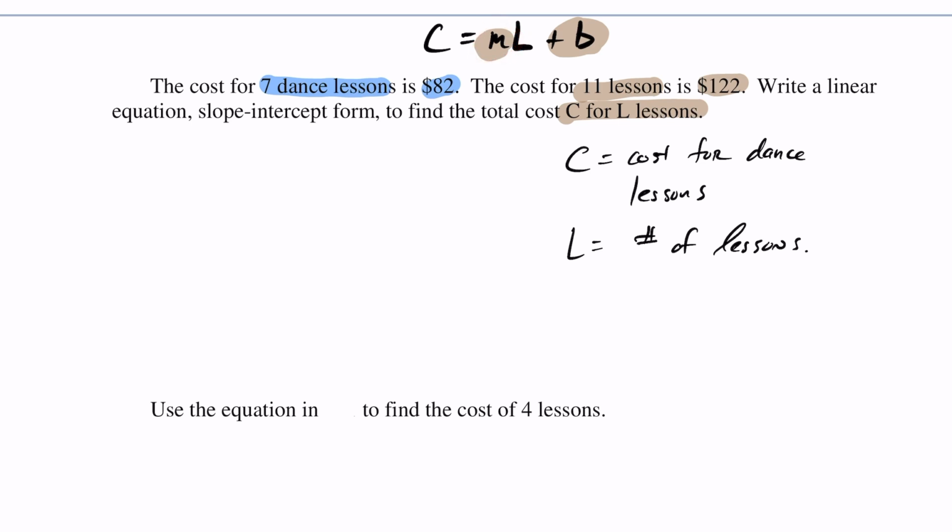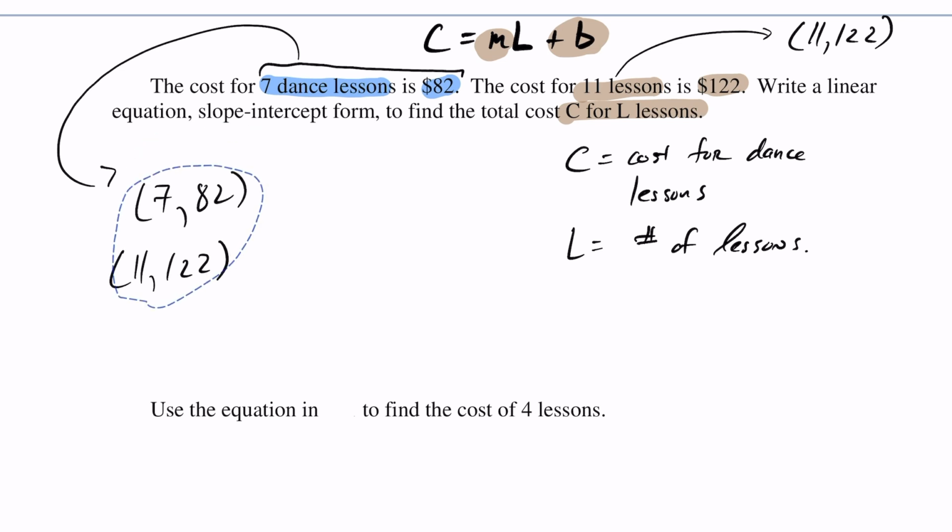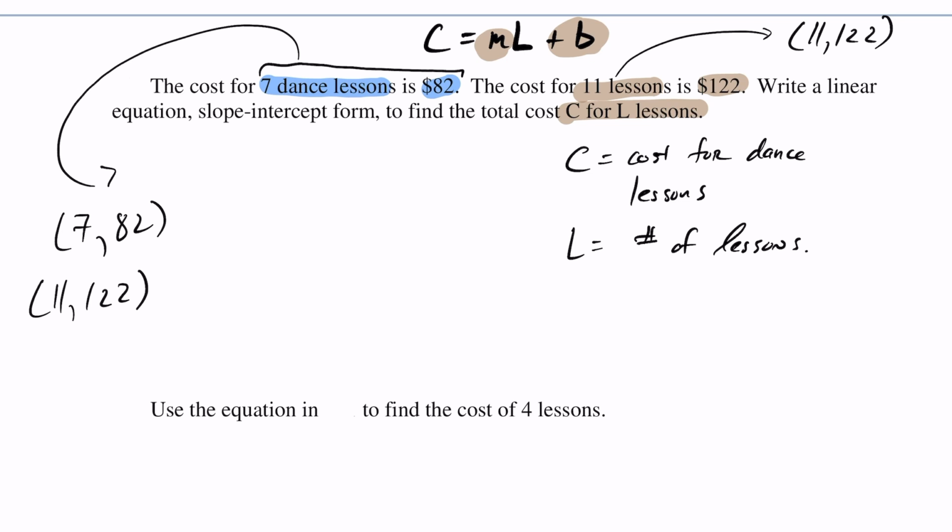So what I want to do is take a look at 7 dance lessons equaling $82. I can represent that as a point. For 7 dance lessons, I'm going to pay $82. And likewise for the other expression, I'm going to get another point: for 11 dance lessons, I'm going to pay $122. So now I have 2 points on my linear relationship. You can label the first point x1, y1, and this one x2, y2.